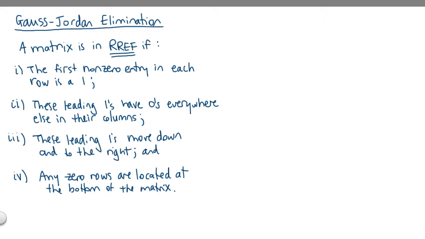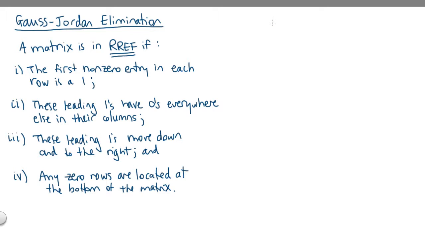We need the first non-zero entry in each row of the matrix to be a 1. We need these leading ones to have zeros everywhere else in their columns. We also need these leading ones to move down and to the right. And finally, we need any zero rows to be located at the bottom of the matrix.